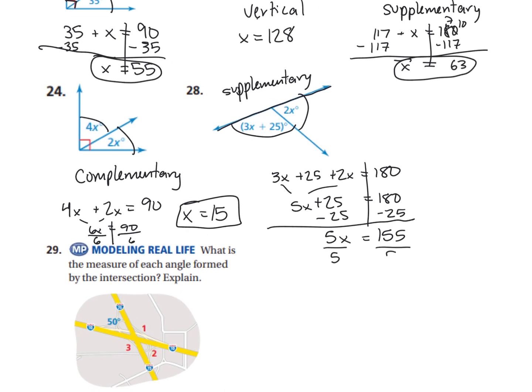Dividing both sides by 5, I get x is equal to, quick little division here, 5 doesn't go into 1, goes into 15 3 times. Drop down the 5, and I get x is equal to 31.